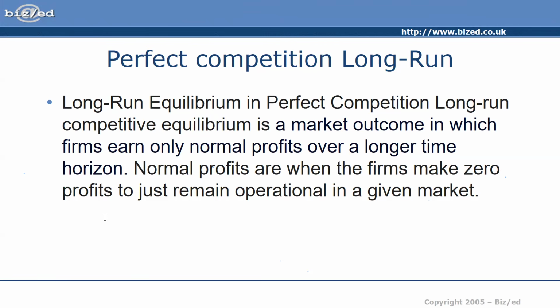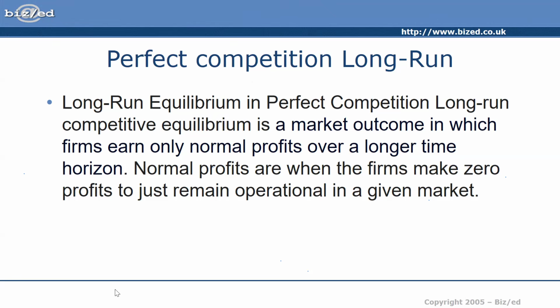And then if you were making normal profits in the short run, you'll just continue making normal profits in the long run. So perfect competition, long run, only normal profits. So if they ask you to draw a perfect competition graph in the long run, you're going to draw a perfect competition graph and you're going to show it making normal profits.